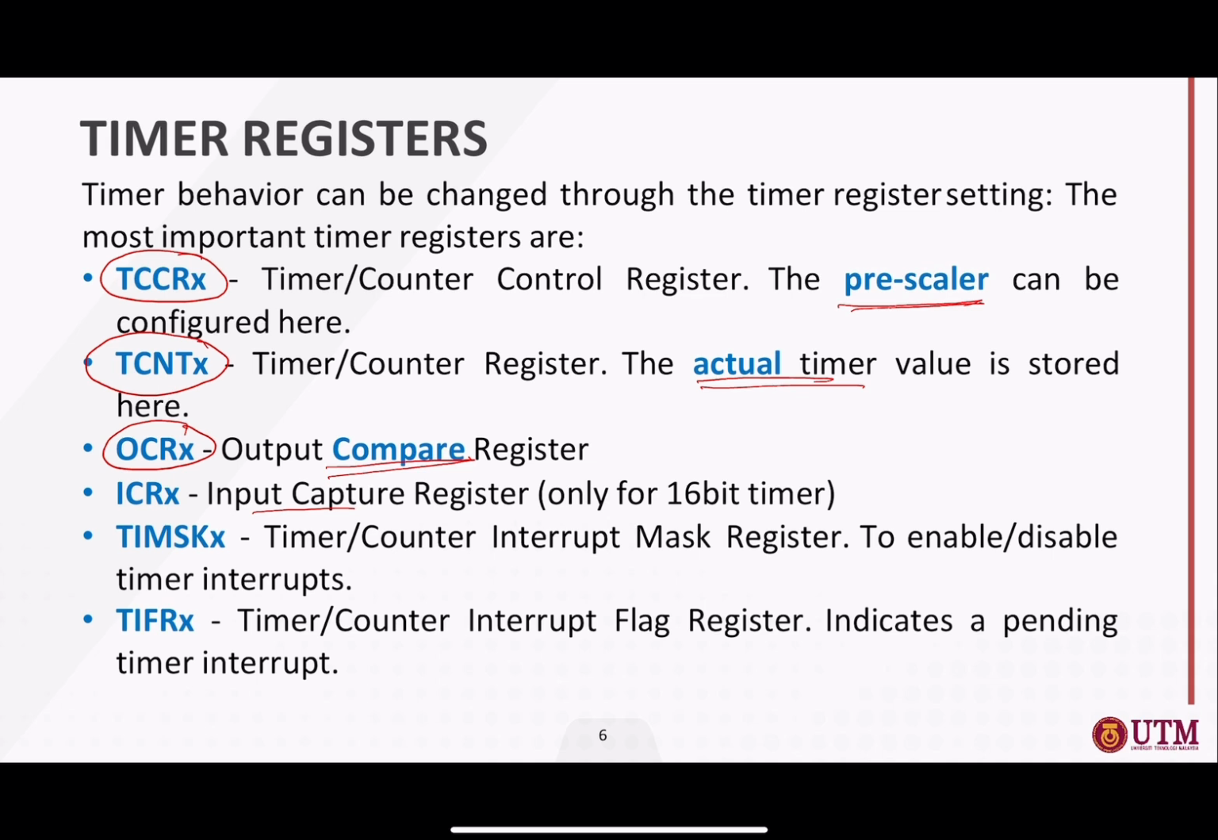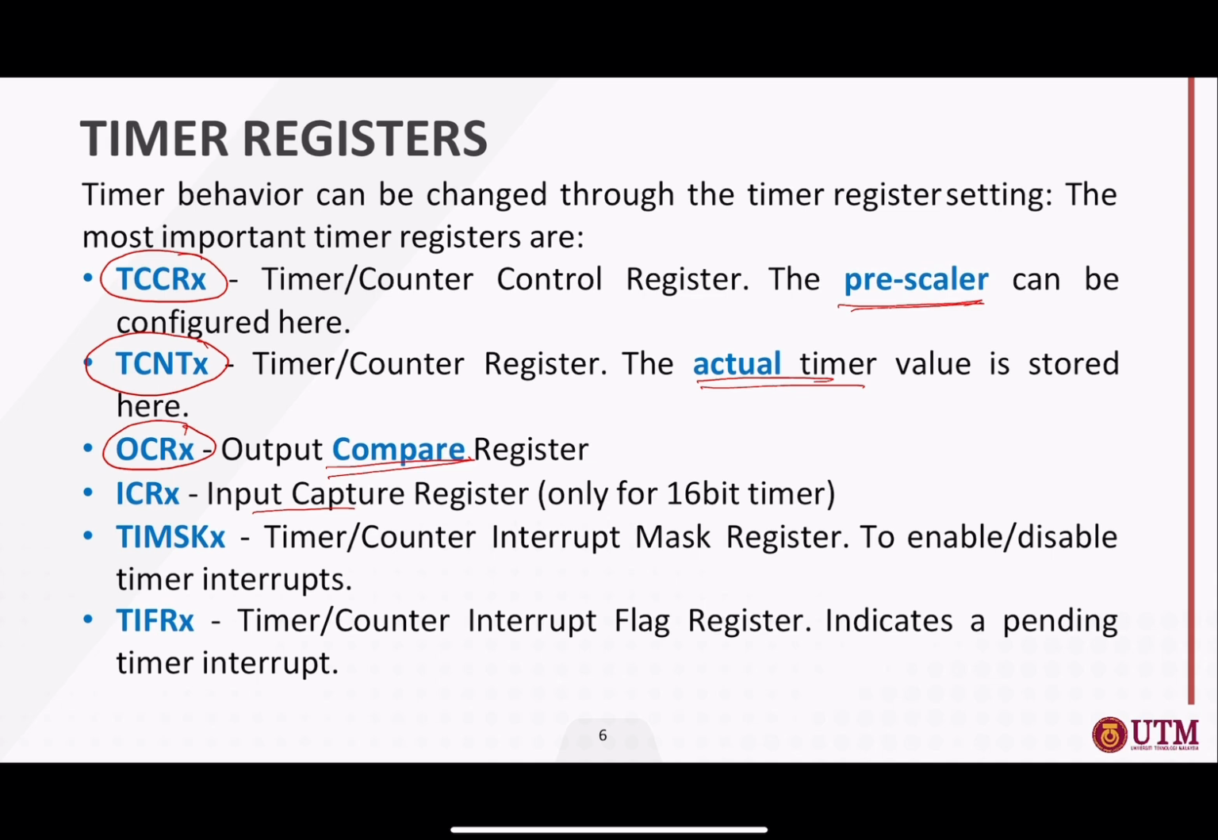For example, this is rising and this is falling. If you want to trigger your interrupt on the rising edge, you have to use ICRX, the input capture register. Every rising edge will trigger an interrupt. If you choose falling, every falling edge of your input will trigger an interrupt.